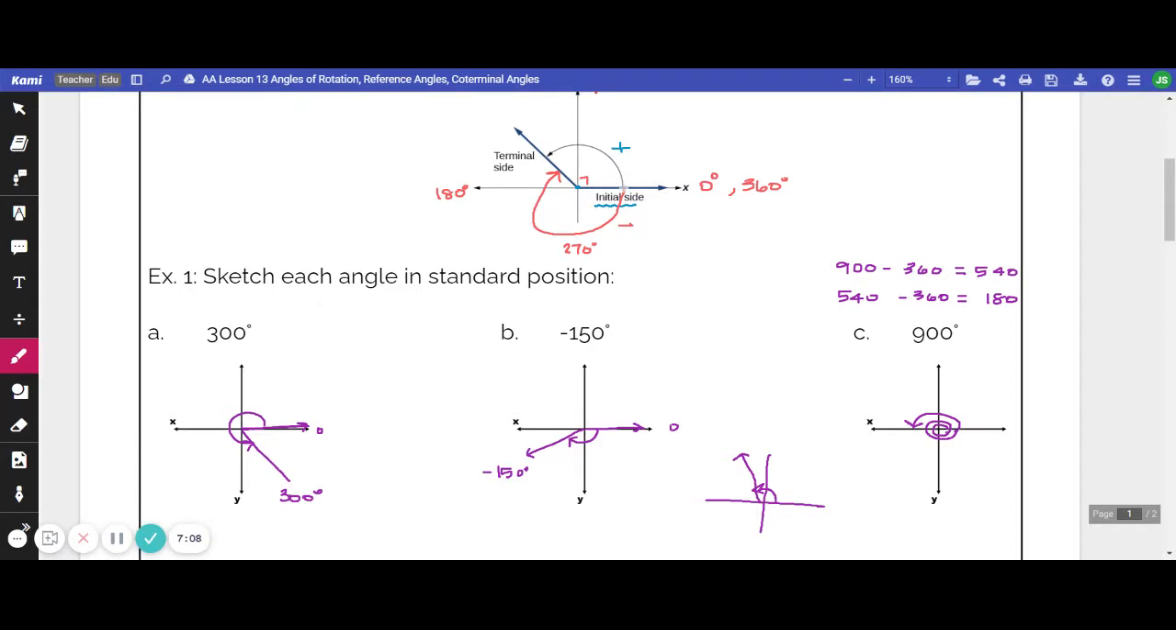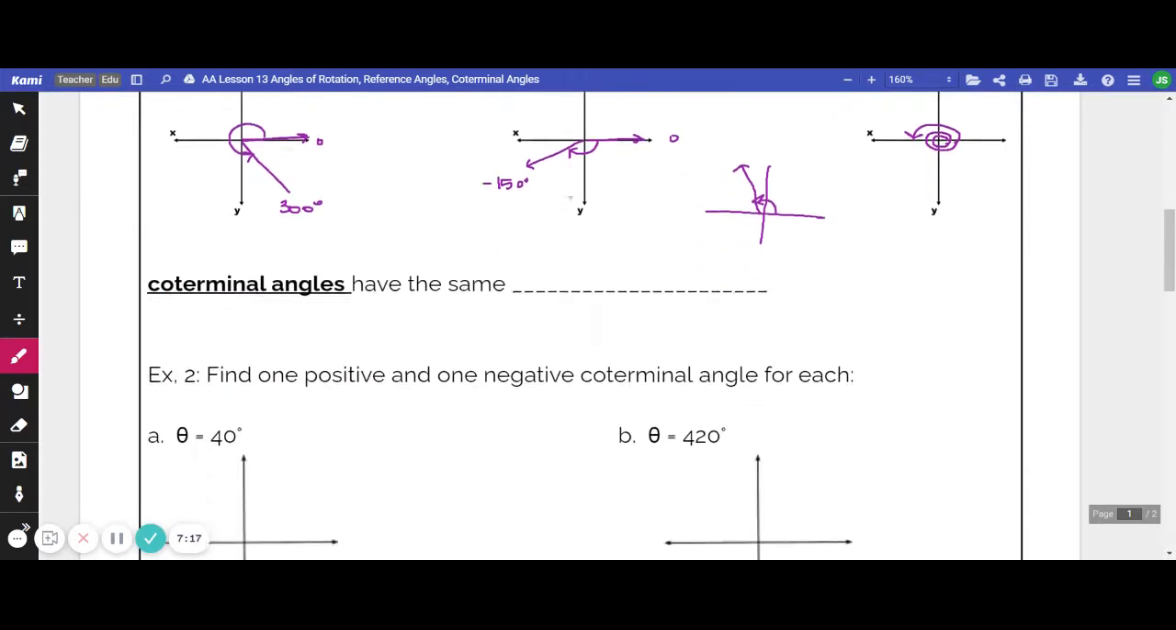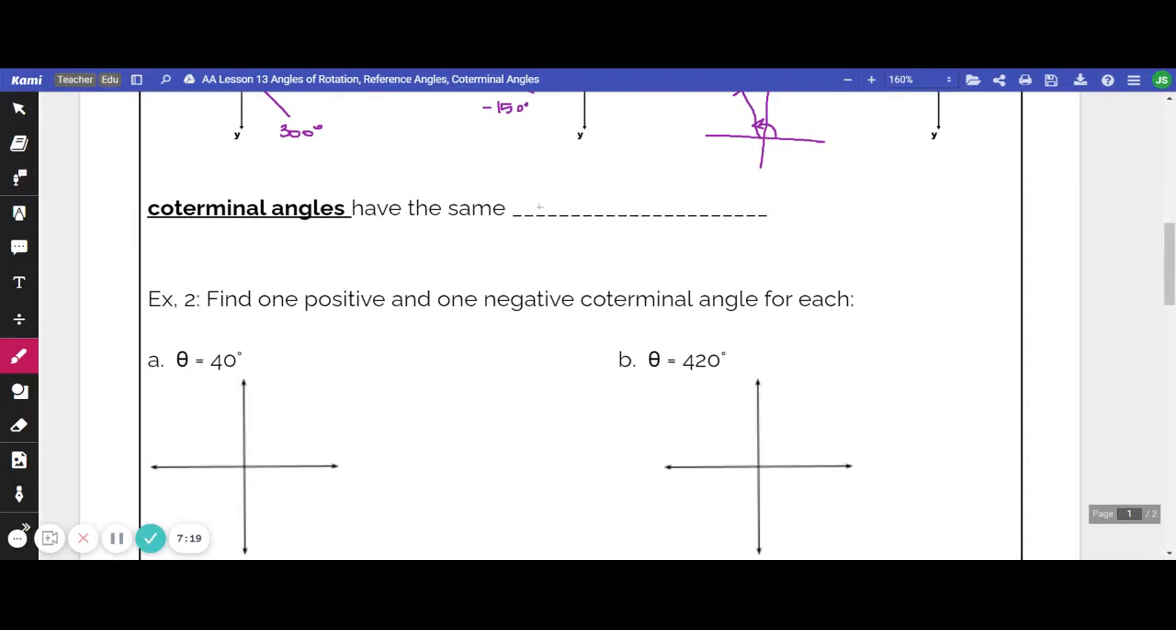So here's an example right here. This is a positive angle. This is the negative angle. They both get me to the same spot. Those are coterminal. So coterminal angles have the same terminal side. Okay, write a little note to self in here. To find them, you just add or subtract 360. And you might have to do it more than once, depending on what the angle is.